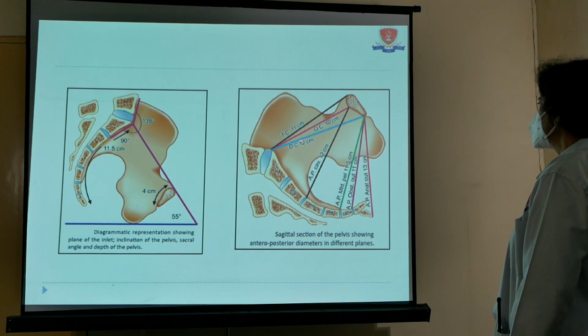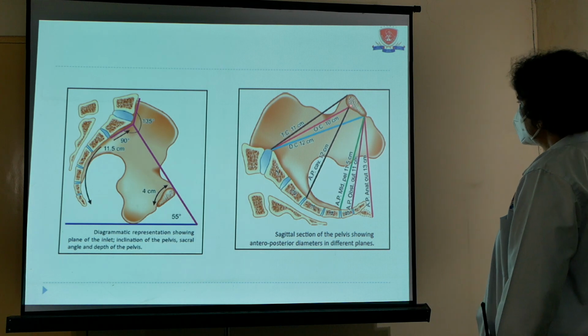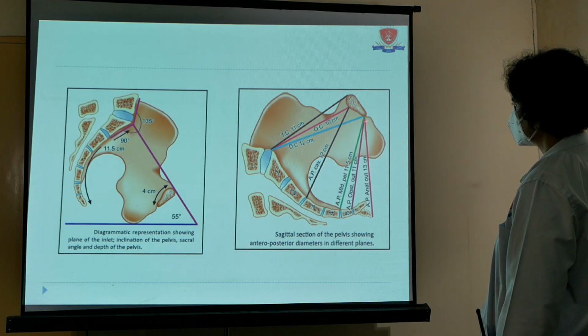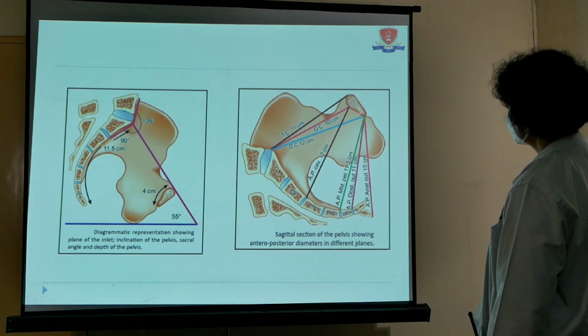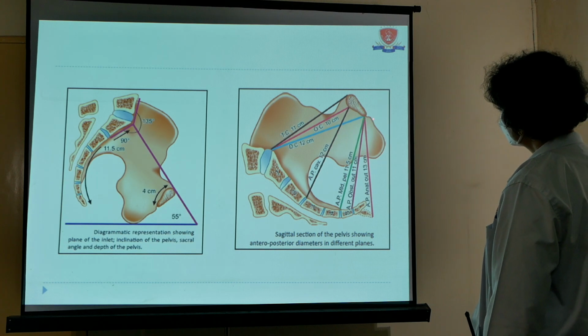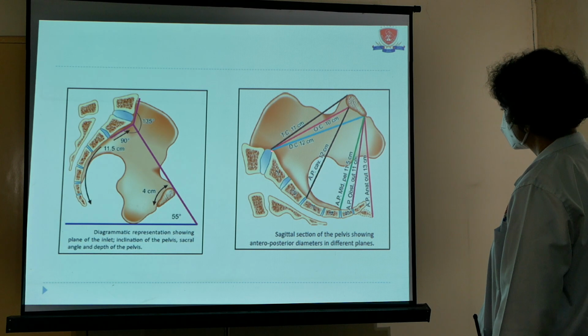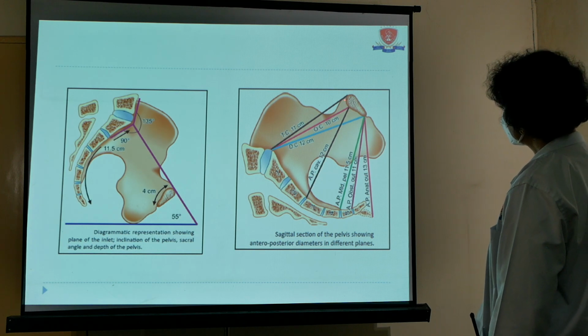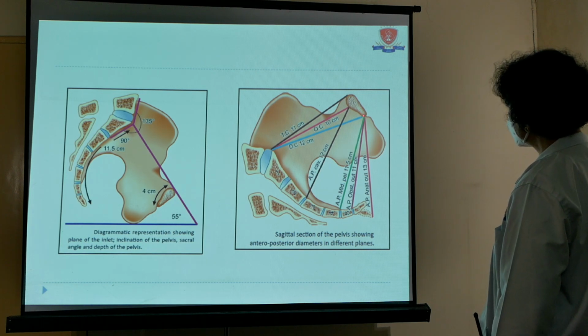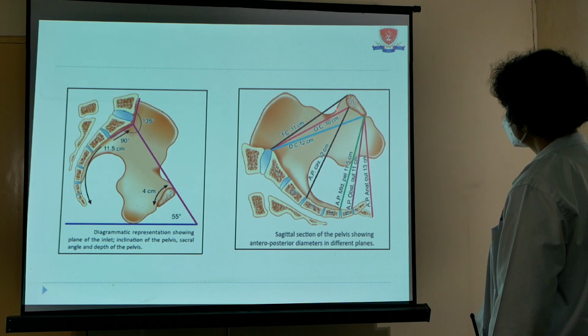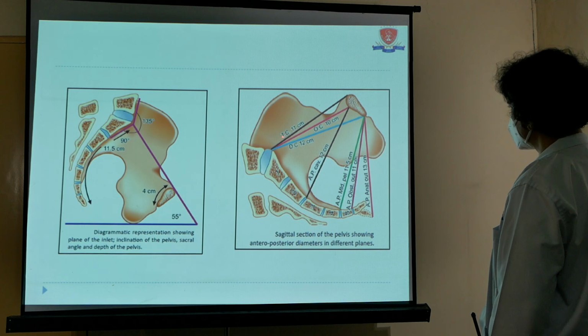The importance of this diagonal conjugate is that here it is empty space, and here is the pubic symphysis, so we can do a per vaginal examination and reach the sacral promontory. But we cannot measure the first and second directly. So indirectly, by this diagonal conjugate, which can be measured clinically, we can determine these 2 diameters. These are the anteroposterior diameters.